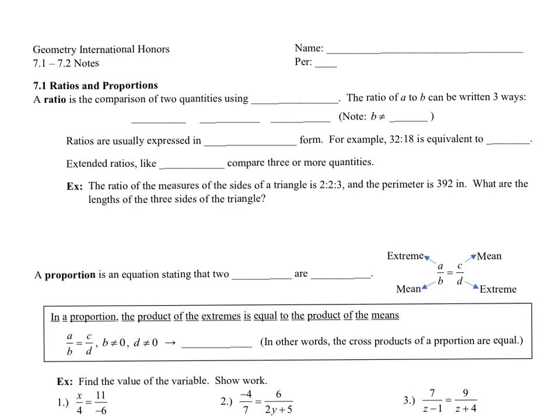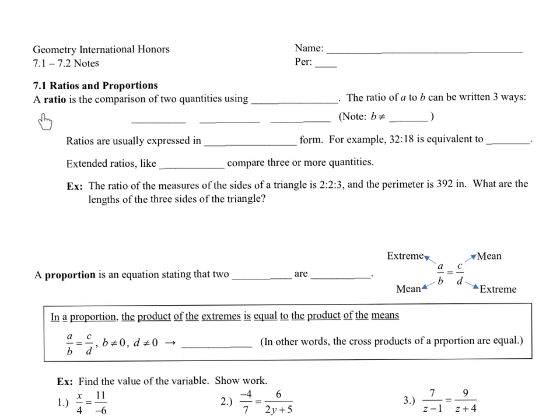Hello, geometry students. In this unit 7, we're going to be talking about similar polygons. We've been talking about congruent polygons for a long time, but in this unit, we'll be talking about similar polygons. And so before we define what a similar polygon is, we first need to talk about ratios and proportions. So I think most of the first part of this lesson will be a review for you.